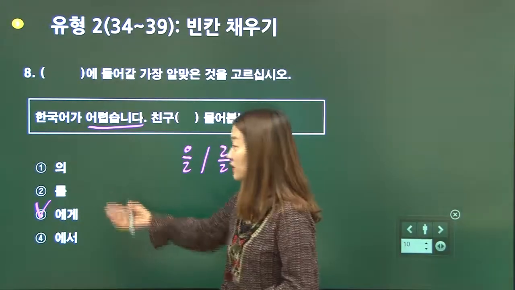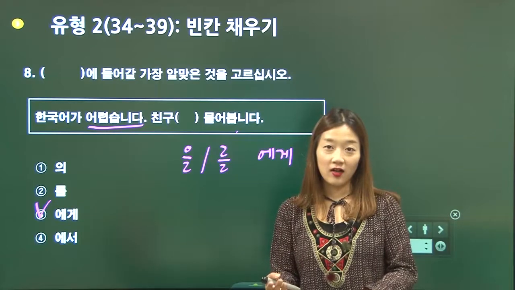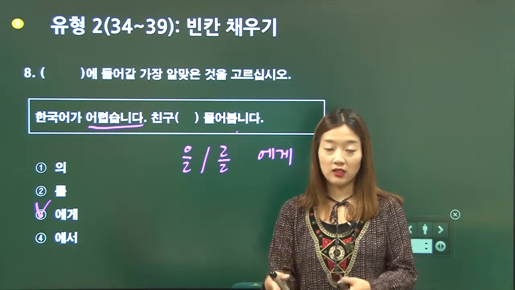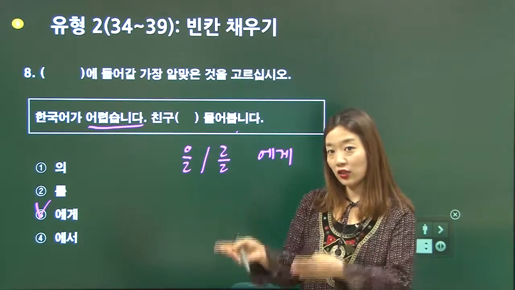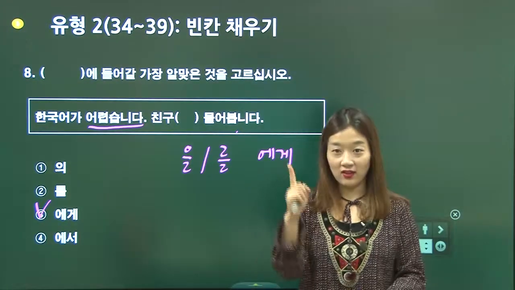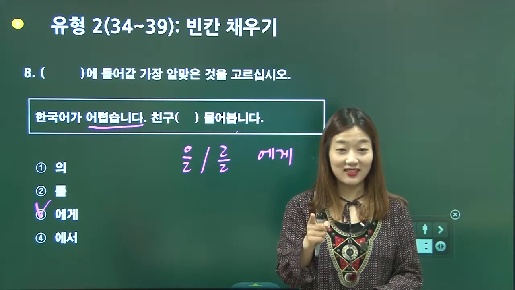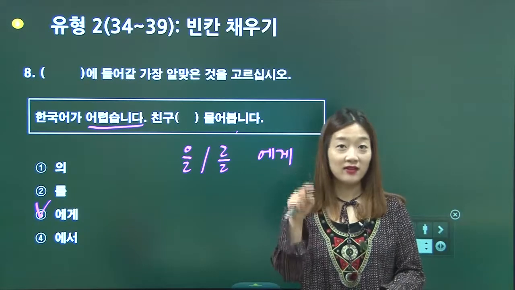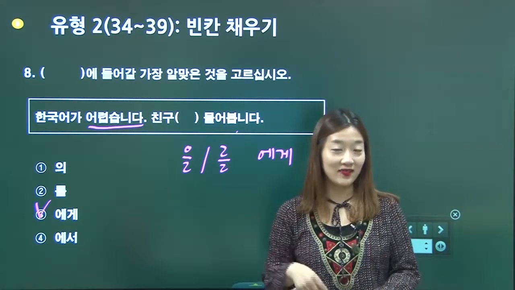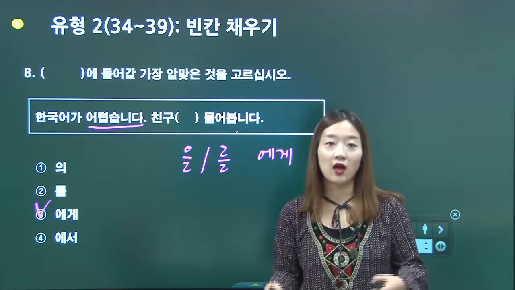를 is the object marker. So I like you. In English, you don't need an object marker. But in Korean, I like you, 나는 너를 좋아해. Do you understand? 나는 너를 좋아해. 너 plus object marker 를. Okay? All right, good. Number 4, 에서 means from.